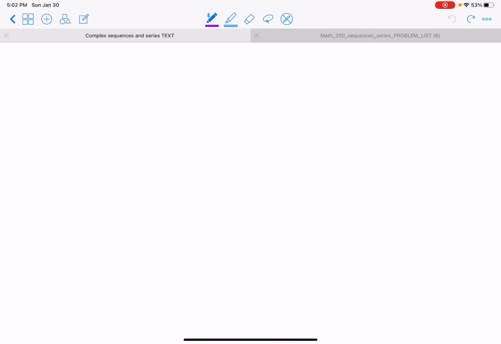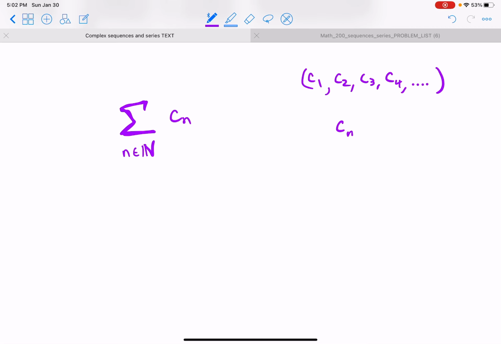Okay, so if somebody hands you an infinite sum of the C sub n, where it's summing over all the natural numbers, then yes, you do have a sequence. You could just look at the sequence of these C's, and maybe this sequence has a limit. It might. Perhaps its limit is 0. Perhaps its limit is 4.2.